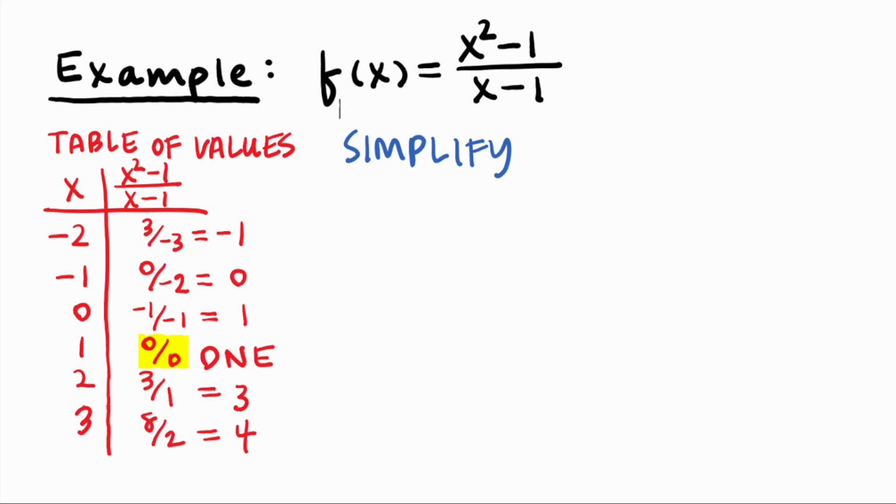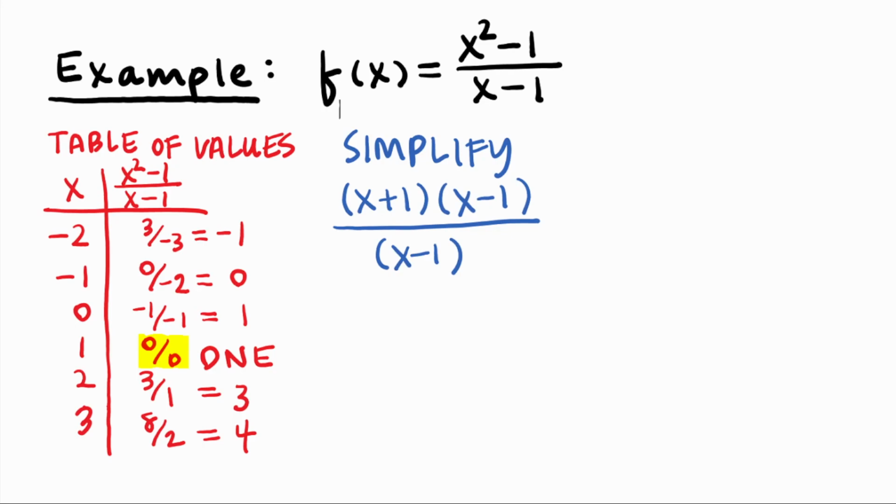And if we wanted to simplify this function, we need to factor the top and factor the bottom. Now the bottom's not going to be able to be factored. There's not really anything we can take out of x minus 1, but the top, x squared minus 1, that's a difference of 2 squares. Okay, so I'm going to say x squared minus 1 is (x plus 1) times (x minus 1). And I'm going to be dividing by x minus 1.